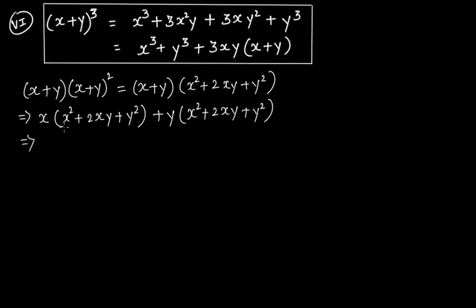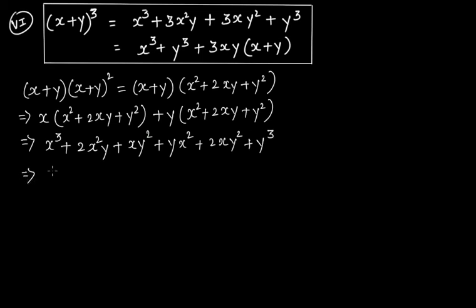From here you get x cubed, then you have 2x squared y, then you have xy squared, then you have yx squared, then you have 2xy squared, and then you have plus y cubed. Right? Now, this is x cubed plus, let's bring this y cubed here. Now, plus, this is 2x squared y.